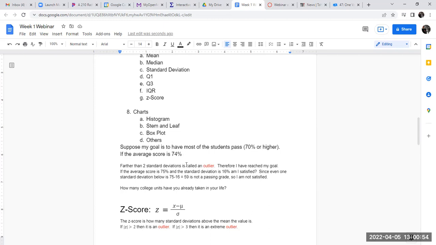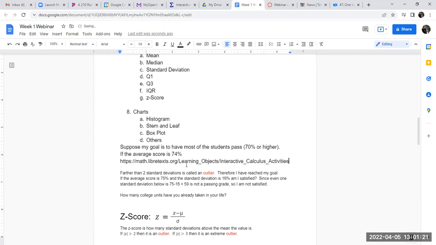Do you agree? Okay, so if all you know is the mean, the average, that's not enough to really understand the data. What you need to also understand is the standard deviation. So if all you knew was the average score of 74%, that tells you nothing. So let me tell you more.